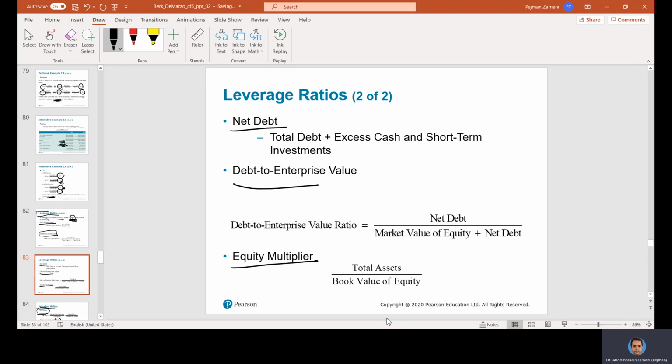Leverage ratio, also net debt, is needed for this part. It is total debt plus excess cash and short-term investment. Debt to enterprise value is net debt divided by market value of equity plus net debt. An equity multiplier is total assets divided by book value of equity.